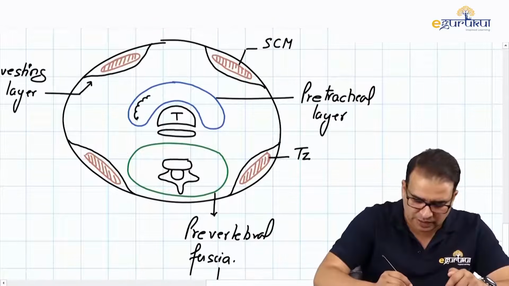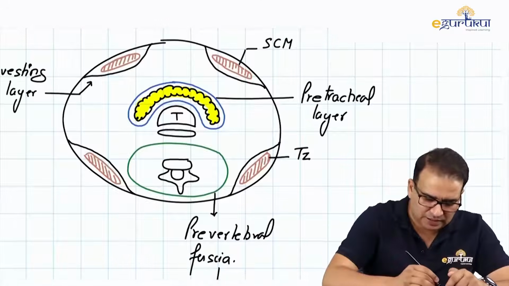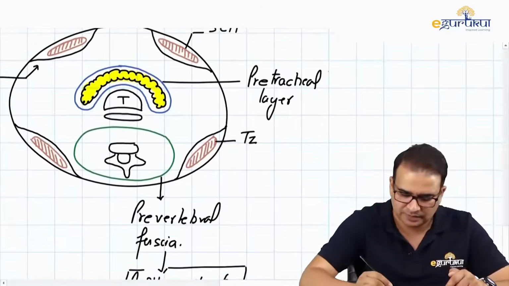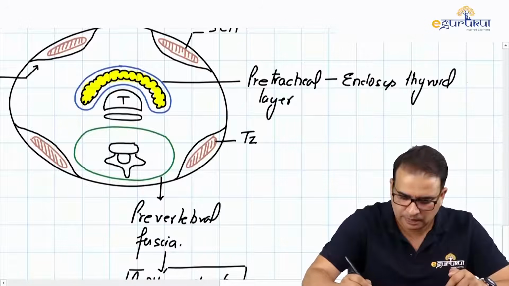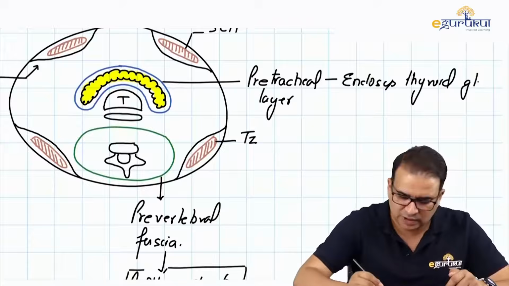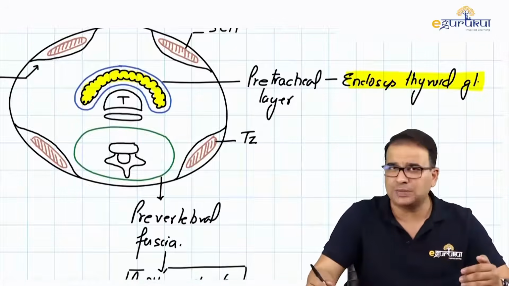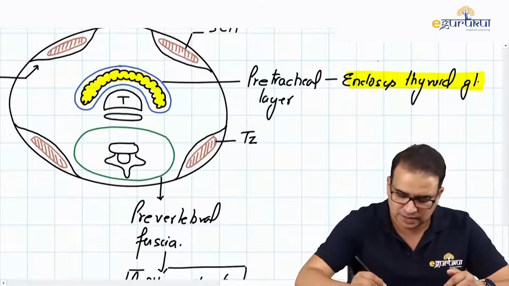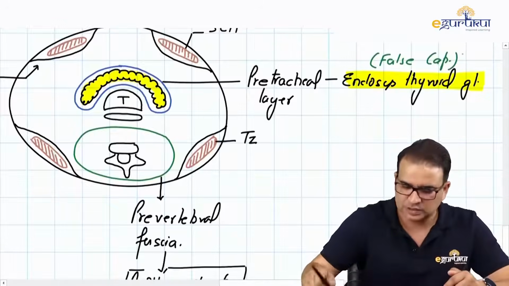Well, the purpose of the pretracheal layer mainly here is to enclose the thyroid gland. The one which I'm highlighting right now, let's say this is a thyroid gland, and this is enclosed in the pretracheal layer. Well, this thyroid gland which is enclosed in the pretracheal layer is forming what type of capsule for the thyroid? Is it a true capsule or is it a false capsule? Guys, this here is the false capsule of thyroid.